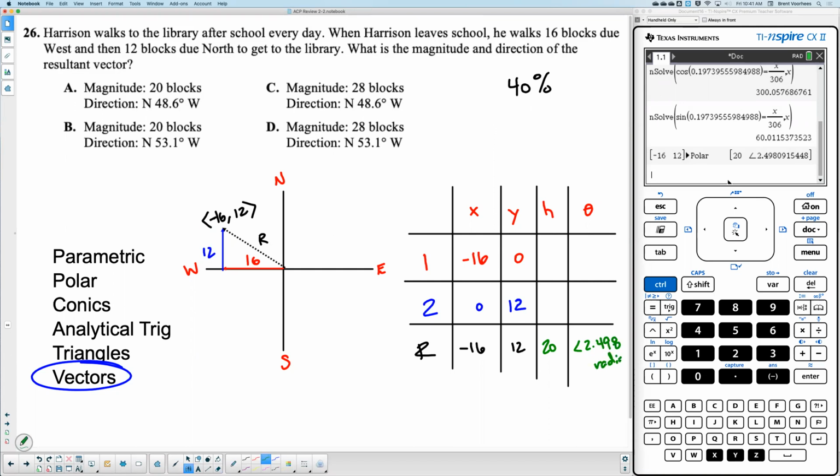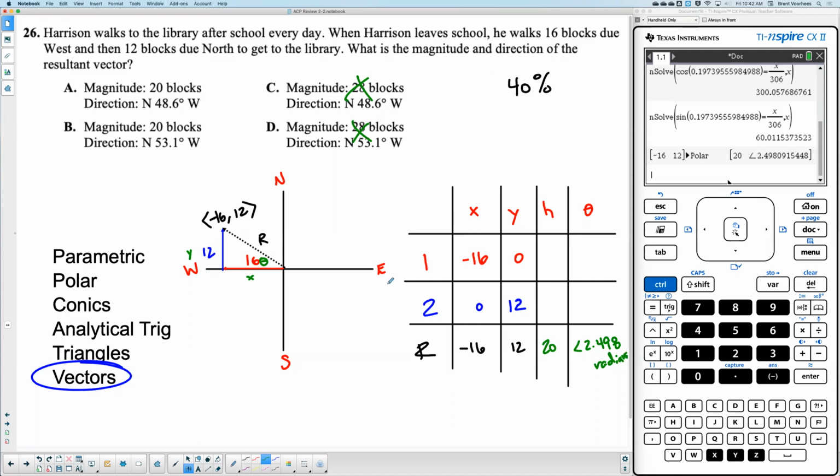So when I look at my answer choices, I do have 20 blocks, and then over here I have 28. So those are out. But do I know which angle it is? No. So the radians doesn't really help me. You can do one of two things. It might be easiest to say, what's the angle from here to here? That would be a reference angle. So I have a y, I have an x. Which trig function uses y and x?